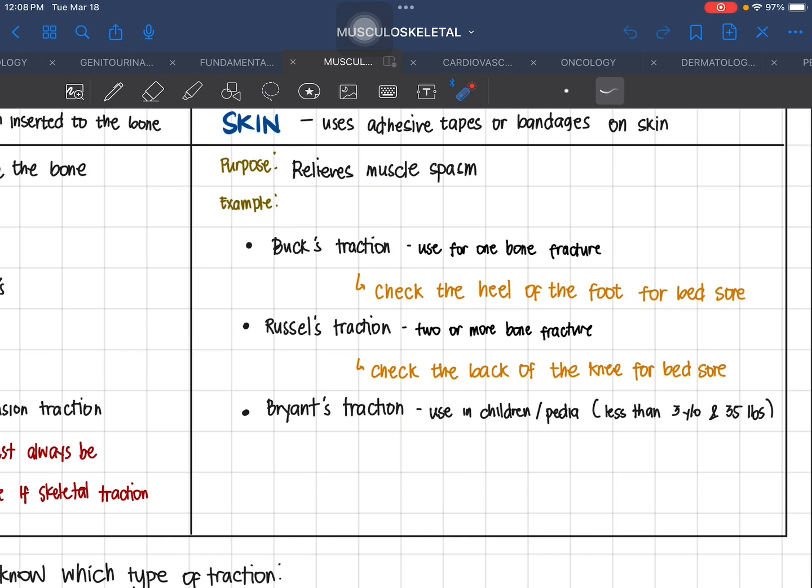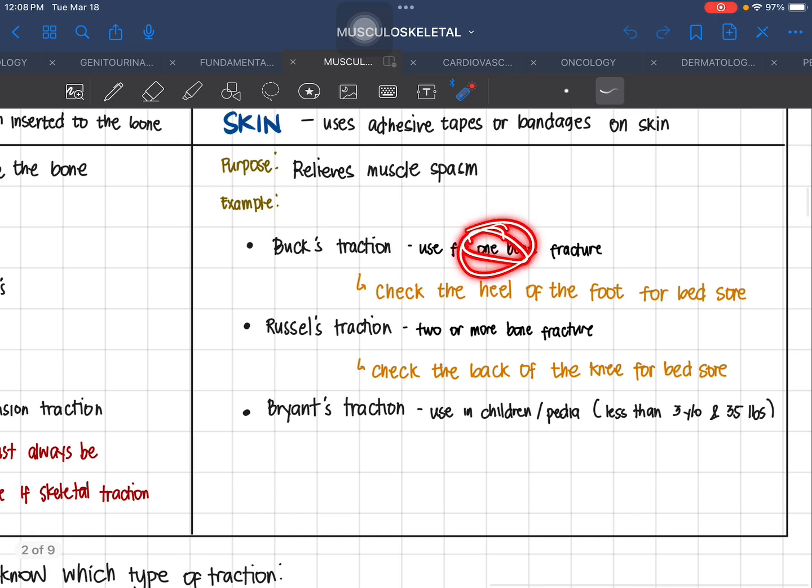We have box traction. Box is used for one bone fracture. And of course, i-check natin yung heel of the foot for bed sore. Again, sa box traction, it is used for one bone fracture lang, and we should check the heel of the foot for bed sore.